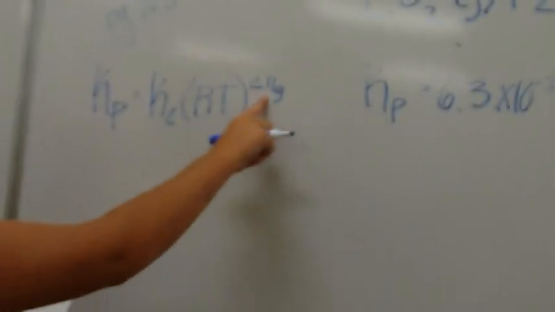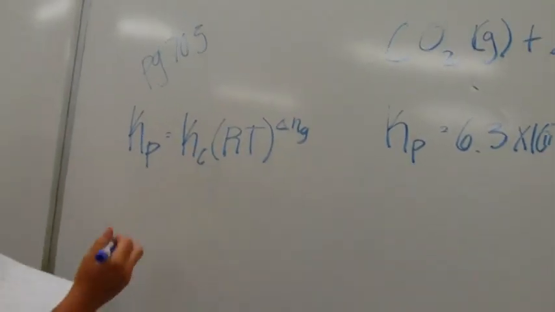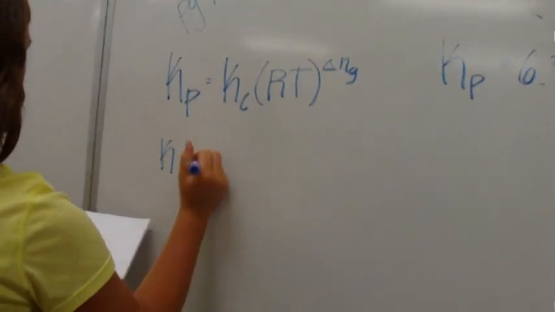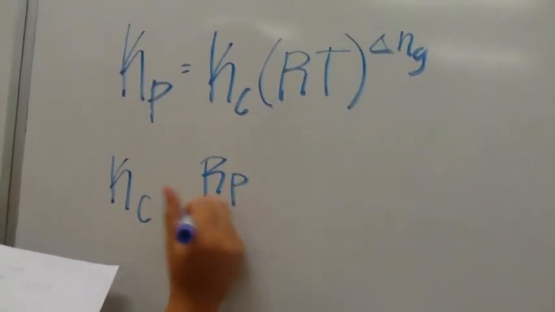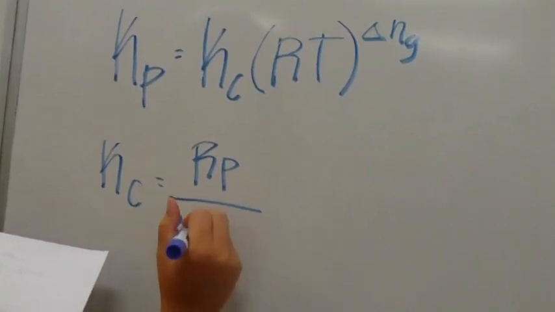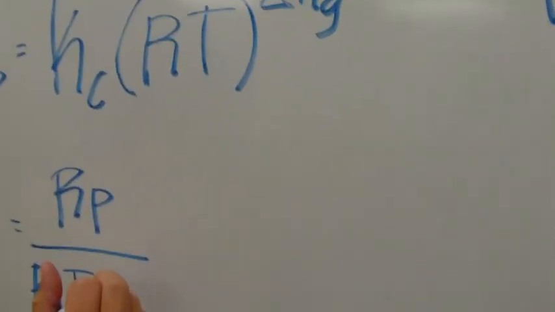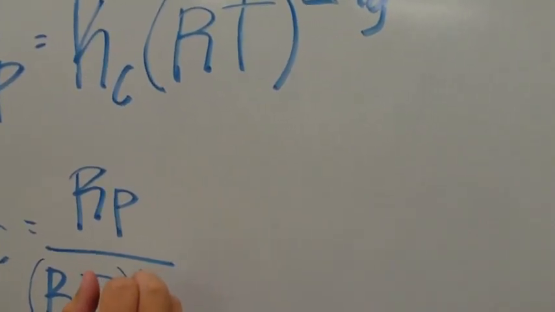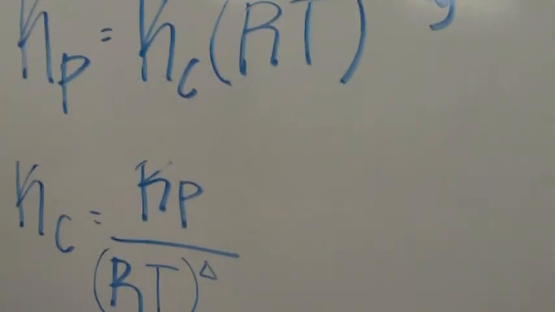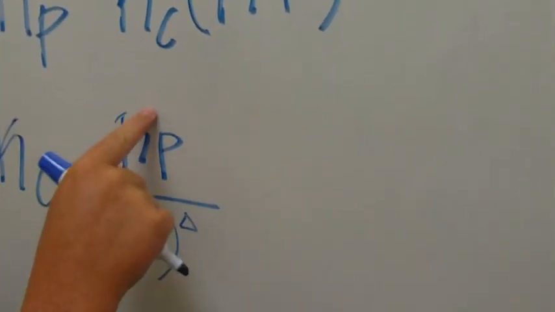They give us the Kp, R is a constant, T is temperature, and this is just the change in moles of gas. So if we work this equation, we're going to get Kc is equal to Kp over RT.